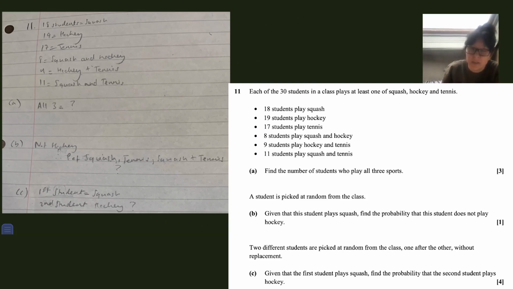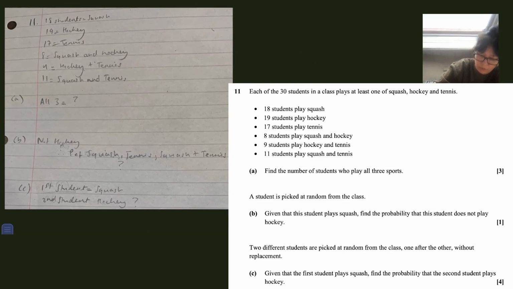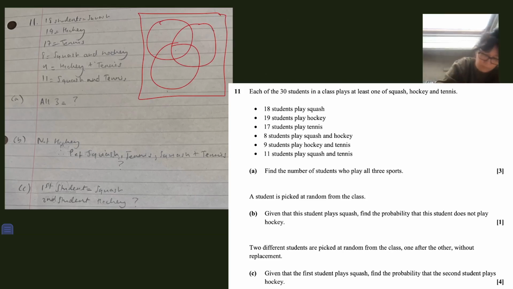We could organise it into a Venn diagram. So we could do that: squash, hockey, whatever the other one is, tennis. So we could fill that in, that'll help. I think that's probably going to be our best bet, to be honest. Now I can't think of any other way to do it.